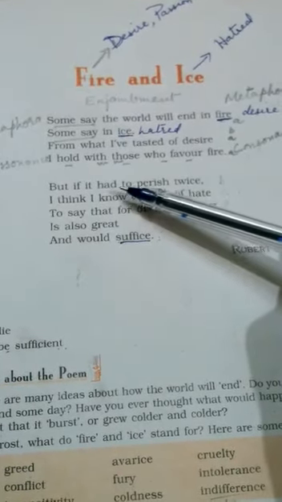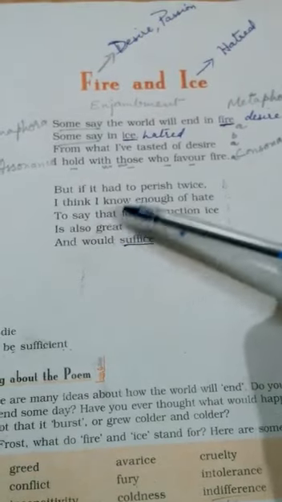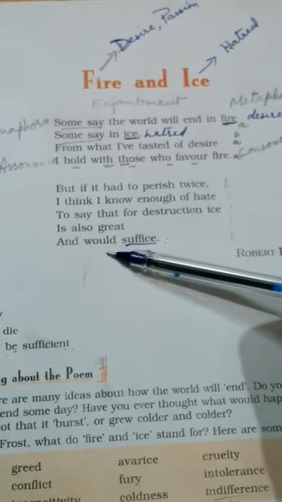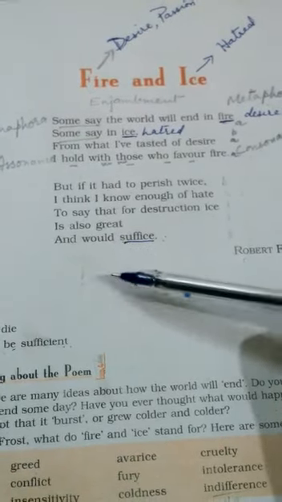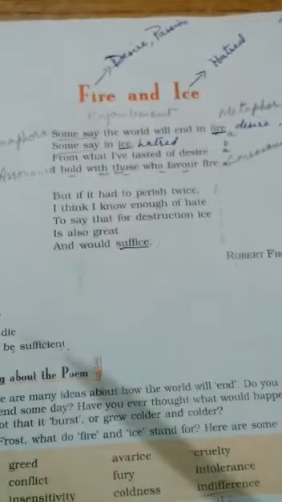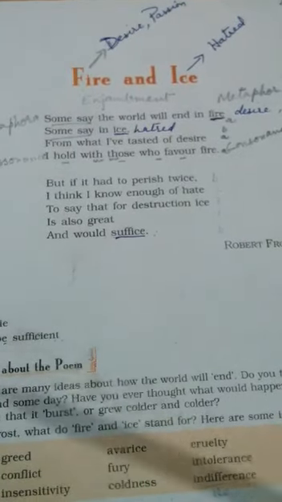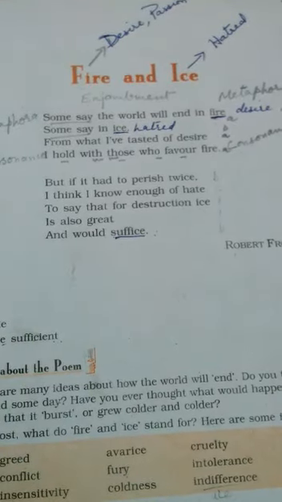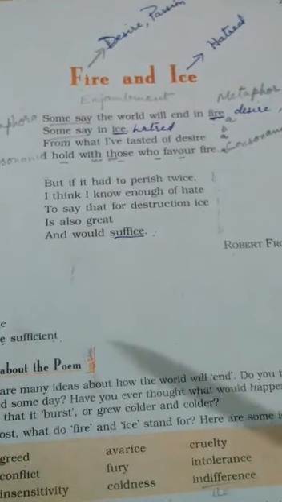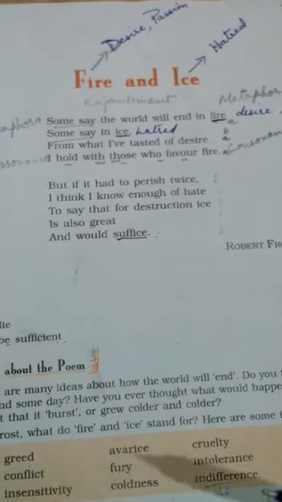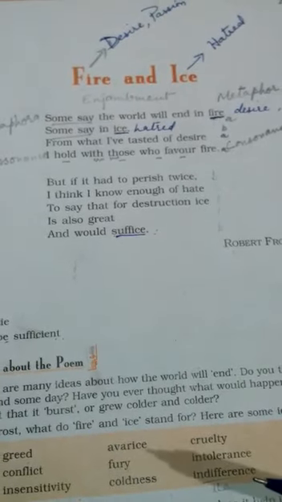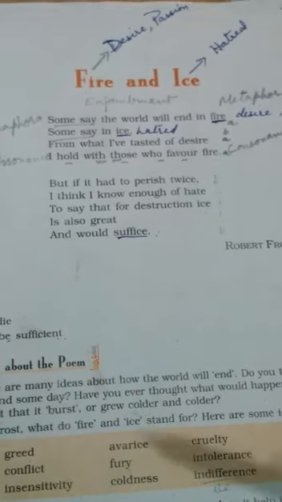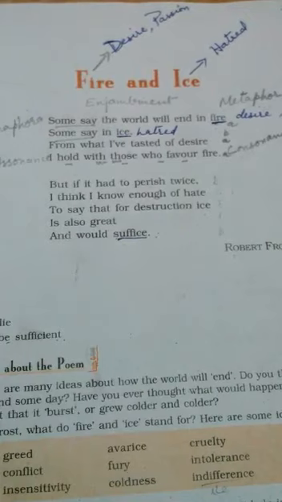Similarly, find if there is any other figure of speech in the next stanza also. And then write down the meaning, that is the summary of Fire and Ice, both the stanzas, along with the figures of speech, the rhyme scheme, the word meanings, and the exercise questions, neatly well arranged in the copy. Thank you.